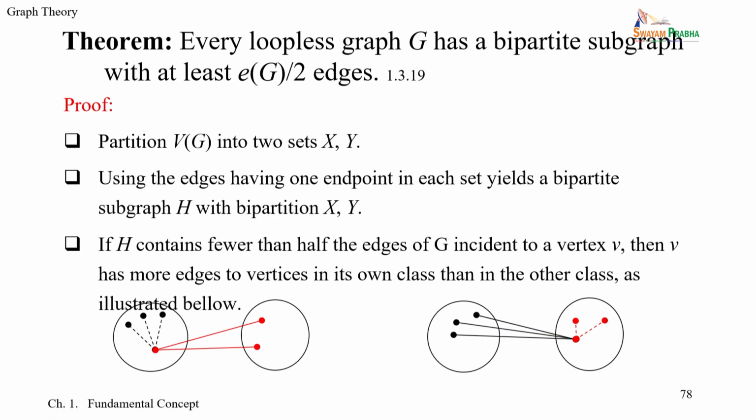Next, every loopless graph G has a bipartite subgraph with at least e(G)/2 edges. Now, we have a partition of V(G) into two sets X and Y. Using the edges having one endpoint in each set yields a bipartite subgraph with bipartition X and Y. Therefore, suppose H contains fewer than half of the edges of G incident to a vertex v. Then v has more edges to vertices in its own class than to the other class, as illustrated here. So, these are all the ways we can have an endpoint in each set, which yields a bipartite subgraph, as also illustrated.